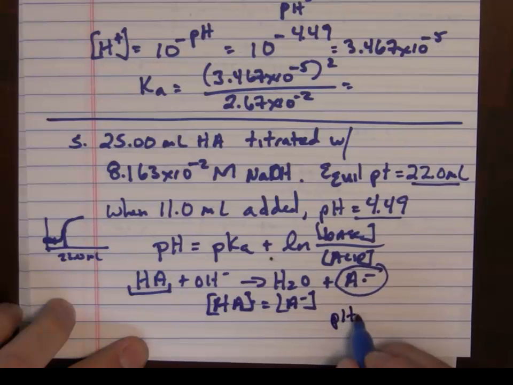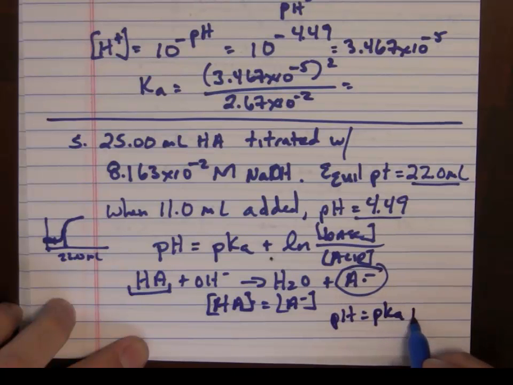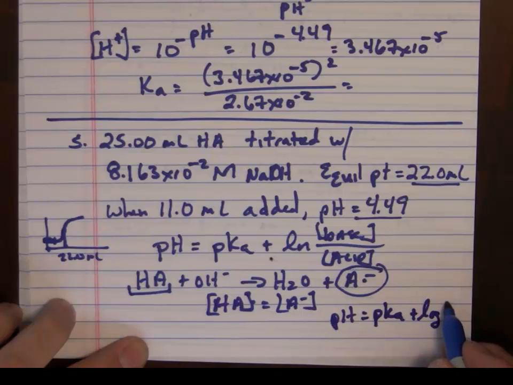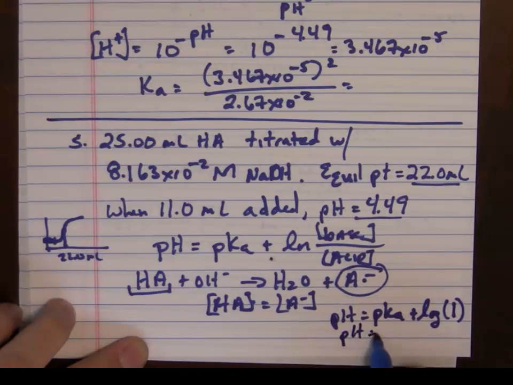And in that case, I plug it in here. I'm going to take pH is equal to pKa plus the log of base over acid. They're equal, so that's equal to 1, and the log of 1 is equal to 0. So the pH is equal to the pKa. And so that's the answer to this question.